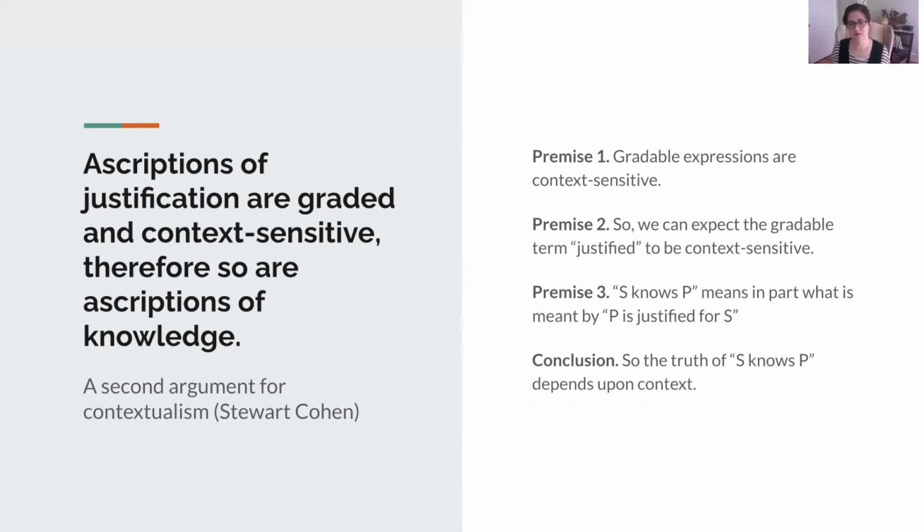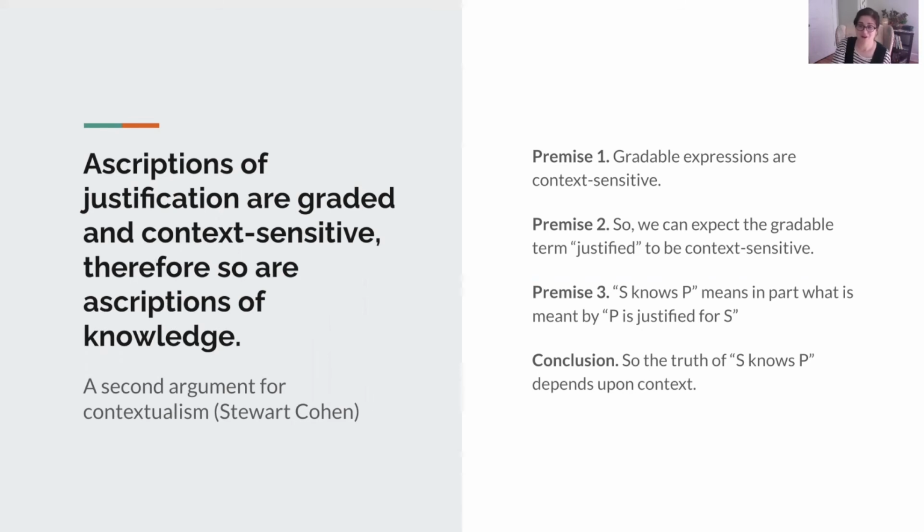So Cohen's argument here is saying that because justification is kind of a part of knowledge, and we all agree that justification seems more context sensitive and more graded, that if justification is context sensitive and graded, then knowledge and knowledge ascriptions in particular will also be graded and context sensitive. So basically the idea is if a part of the analysis of a concept is graded and context sensitive, then probably some part of that built up concept is also going to be graded and context sensitive. So because justification is graded, so will knowledge be.